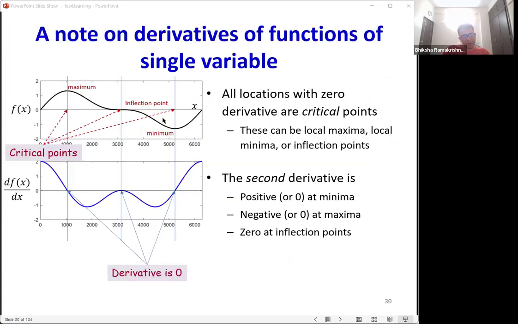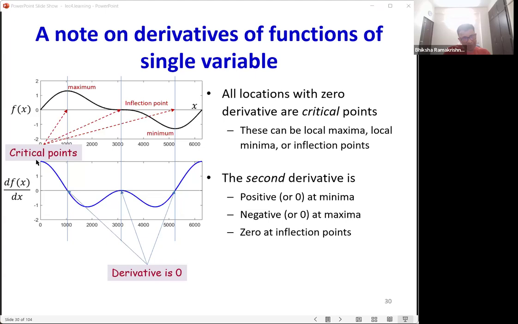For example, if you have a function of this kind, it has a minimum, maximum, it has an inflection point, it has a minimum. So all of these are critical points, points where the derivative is 0. They're called critical points. Not all critical points are turning points. Only maxima and minima are turning points. That's where the function turns. If you plot the derivative, it's going to be 0 here, it's going to be 0 here, and it's going to be 0 here. But then here's the derivative curve.